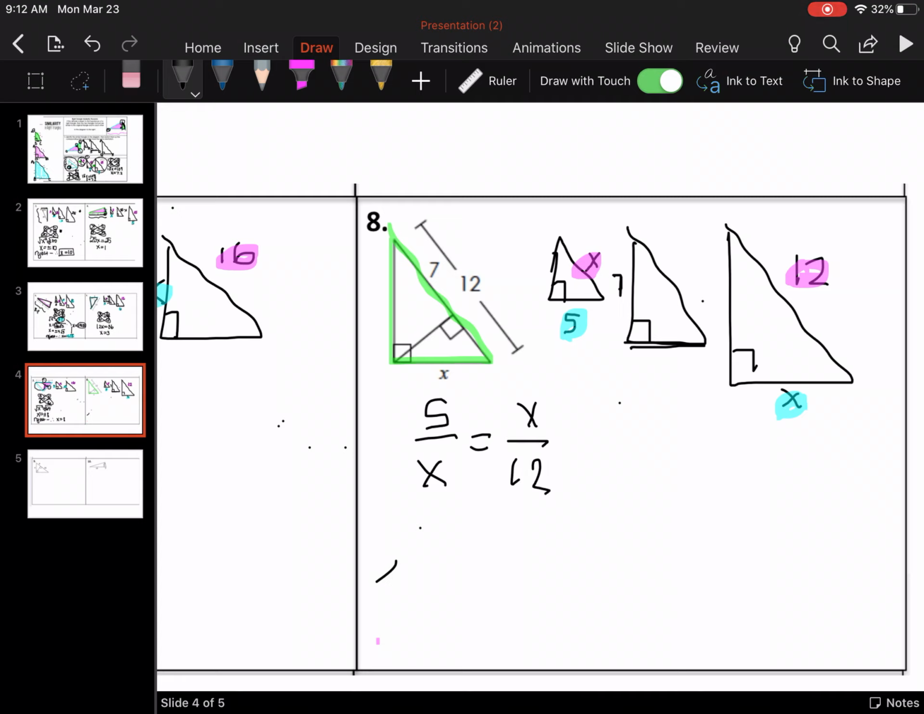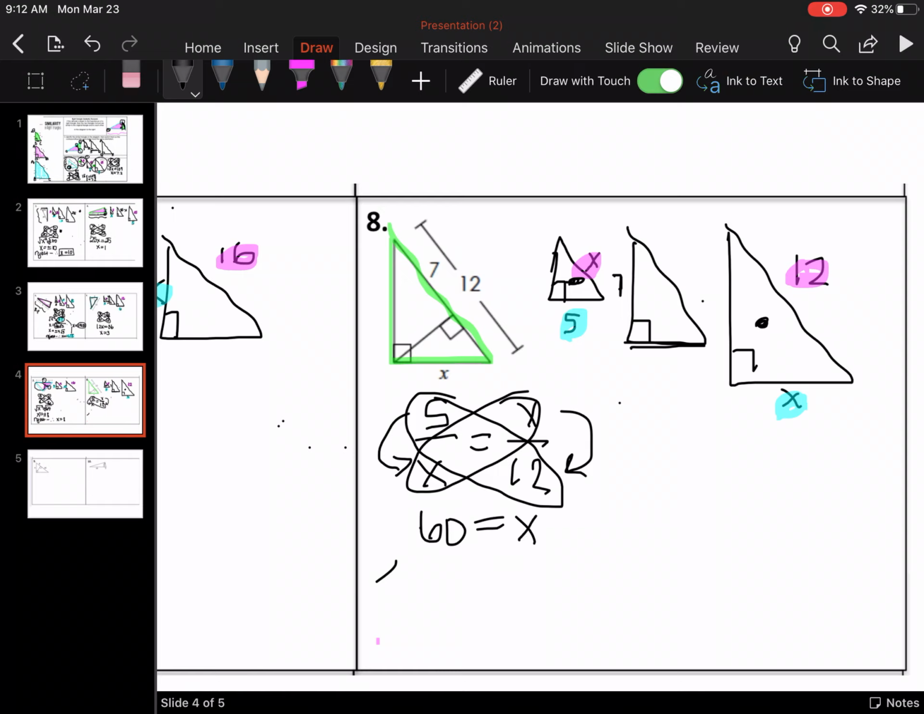Make sure you're doing the order the same. So if I went from the little to the big, I have to go from little to big, and then the other one little to big. All right, cross multiply, 5 times 12, which is going to give me 60, and then x times x, which is x squared. All right, so another case of square rooting.